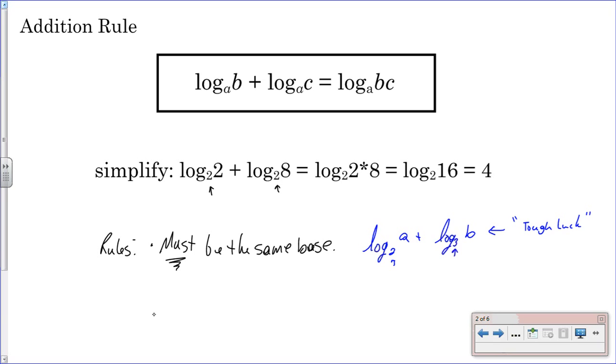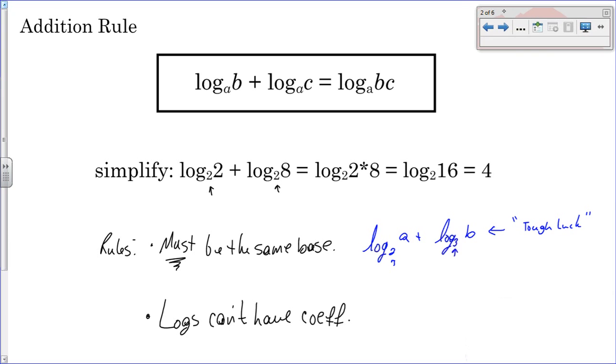Also, the second rule for our addition rule: logs can't have coefficients. So for example, you can't do 2 times the log base 2 of 2 plus 3 times the log base 2 of 4. That's another tough luck. You can't use the rule.